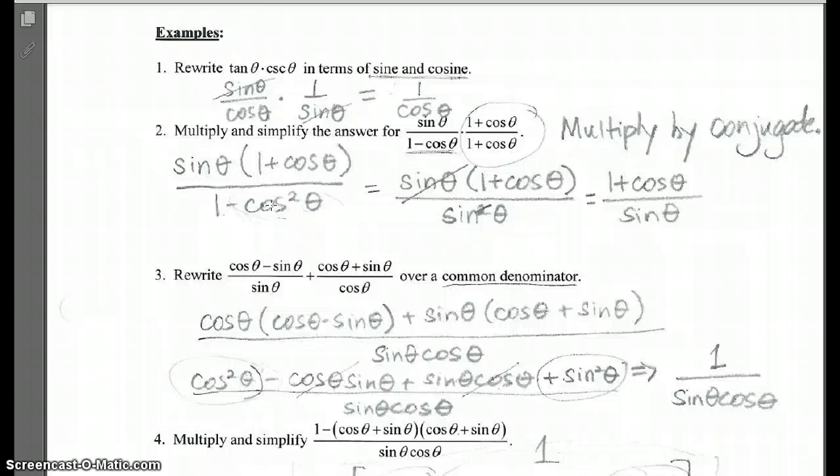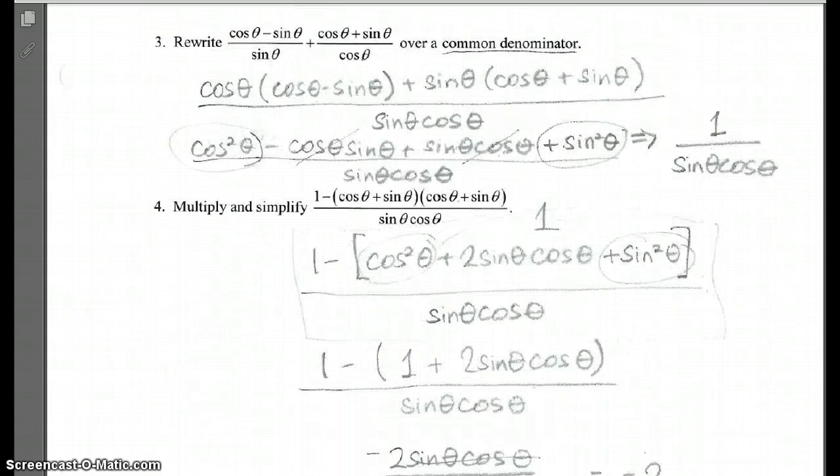In the third one, it's all about knowing your common denominator. So here my common denominator is sine theta times cosine theta. So I multiply the top one by cosine theta, and the second one I multiply by sine theta. Distributed the cosine here, distributed the sine here. Use the identity that cosine squared theta plus sine squared theta is equal to 1. And notice that these two canceled each other out. And then it's just 1 over my denominator.